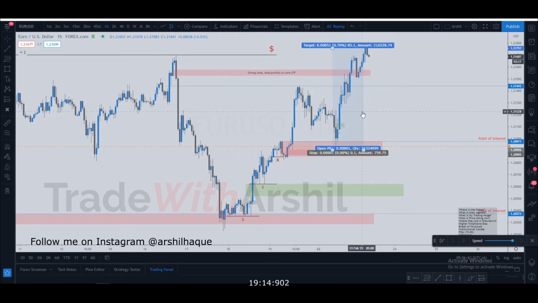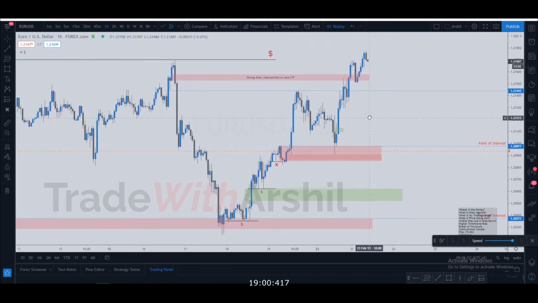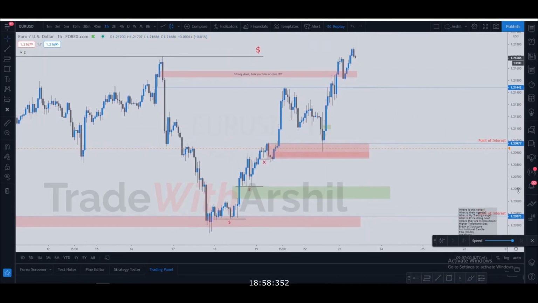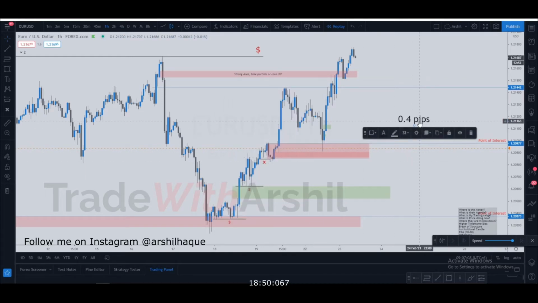What's sad about this setup is that I missed the first entry. It's kind of sad because I was really hoping this was going to work out, and it did, but it just missed by probably 0.4 pips, literally 0.4 pips. That's how much the trade missed for me. Anyhow, I'm going to go through this setup completely.